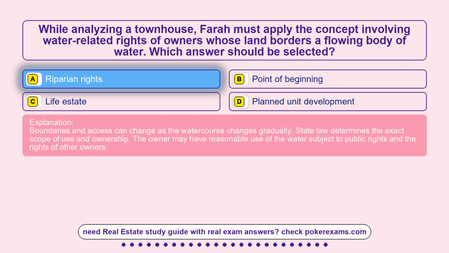Boundaries and access can change as the watercourse changes gradually. State law determines the exact scope of use and ownership. The owner may have reasonable use of the water subject to public rights and the rights of other owners.